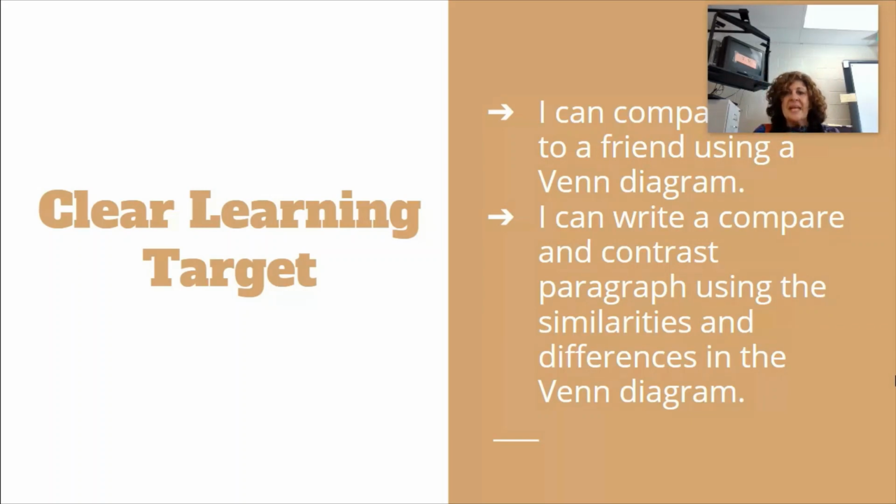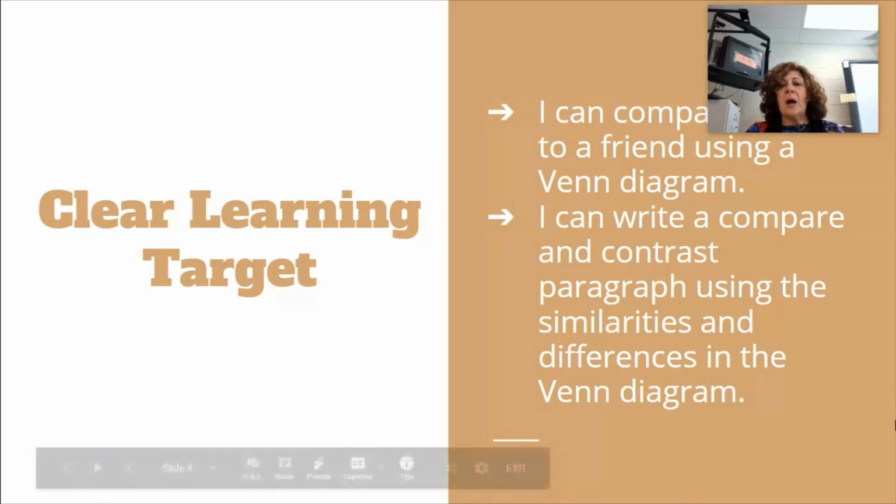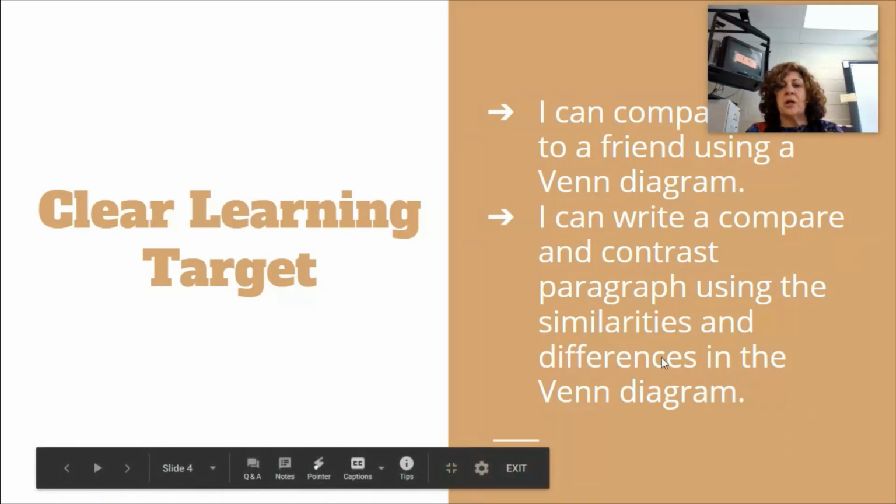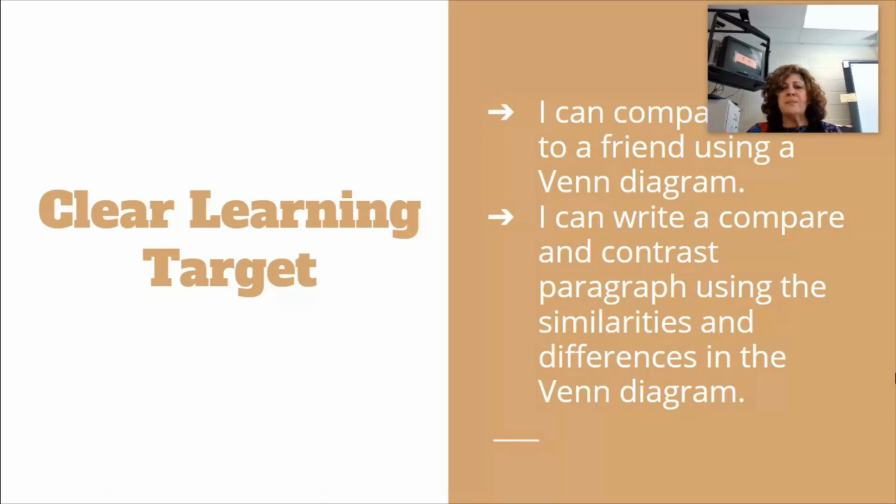That's right. So let's go ahead and read our second learning target right here. It is: I can write a compare and contrast paragraph using the similarities and differences in the Venn diagram that you created beforehand. So, how about we read it together? Okay, let's do it. One, two, three. I can write a compare and contrast paragraph using the similarities and differences in the Venn diagram.